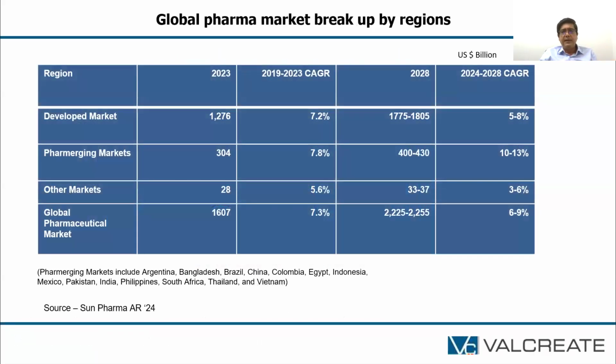But again, breaking it up in terms of regions, if you look at it, in 23, the developed market was at 1.3 trillion, and pharma emerging markets, which is basically, if you look at the bottom, we have Argentina, Bangladesh, Brazil, China, Colombia, Egypt, Indonesia, Mexico, Pakistan, India, Philippines, South Africa, Thailand, and Vietnam. So these are the pharma emerging markets growing at, say, slightly higher than the developed markets. I think the developed markets also grew in the last 4-5 years because of COVID. But going forward, we look at the developed markets going up by 5 to 8%, whereas pharma emerging markets, and I think India included, would be 10 to 13%. If you see the data that is coming out from IQVIA regularly of the Indian pharma market, which we get access to regularly, we are seeing easily 12 to 15% growth on a monthly basis. So I think pharma in India will keep growing at that rate for a long, long period of time.